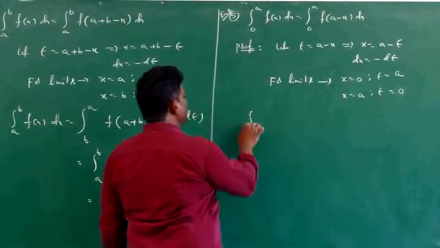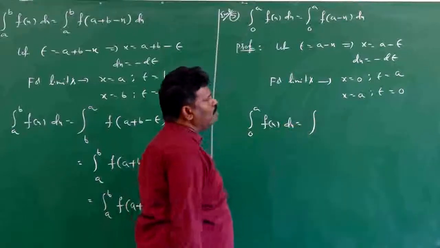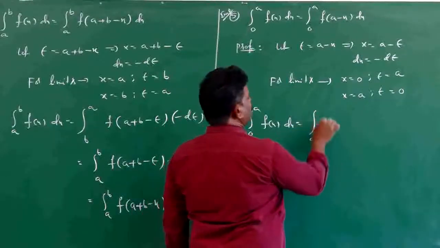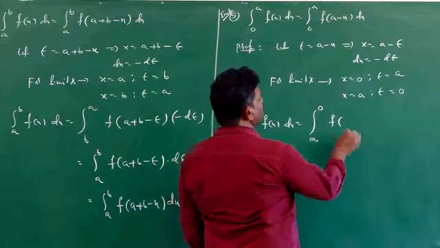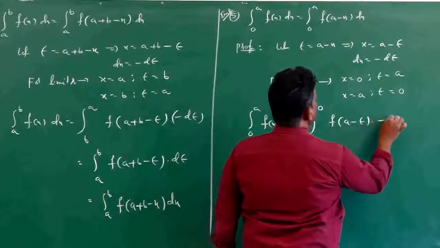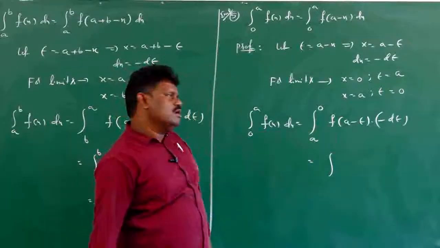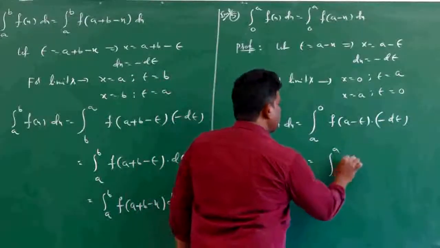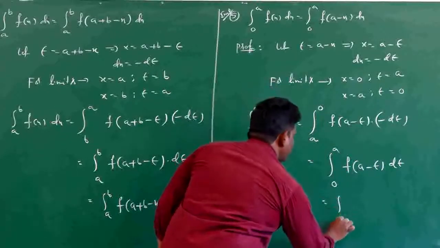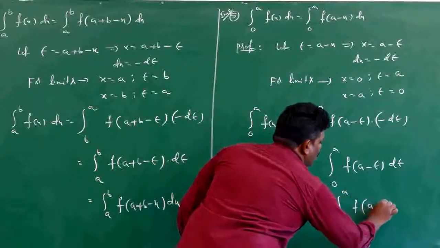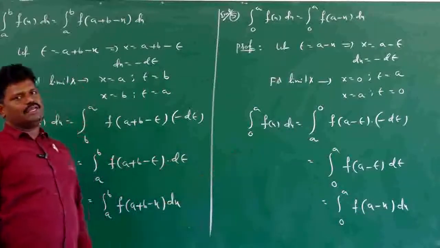Then integral 0 to a f of x dx becomes, with the limits a to 0, f of x is equal to f of a minus t, dx is equal to minus dt. Now if we interchange the limits, the negative value becomes positive. So integral 0 to a f of a minus t dt. So by the first property, integral 0 to a f of a minus x dx. Again here LHS is equal to RHS. Okay?